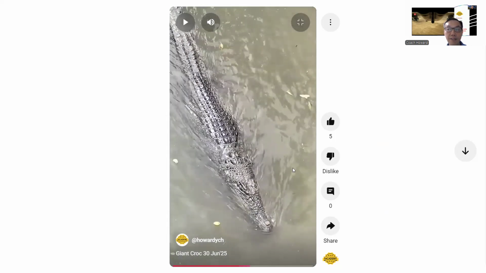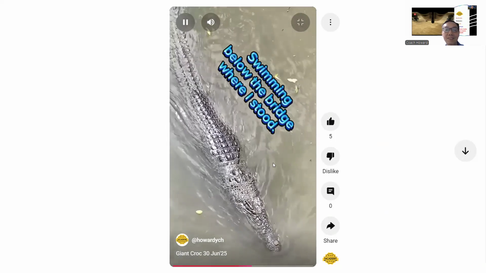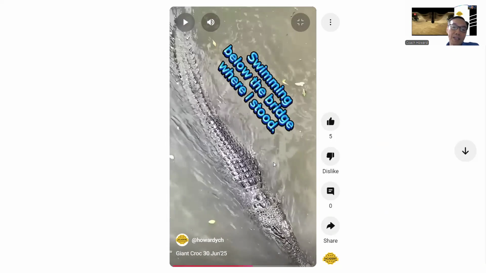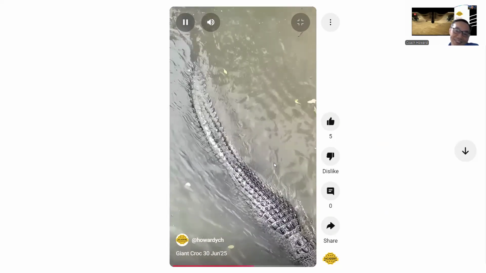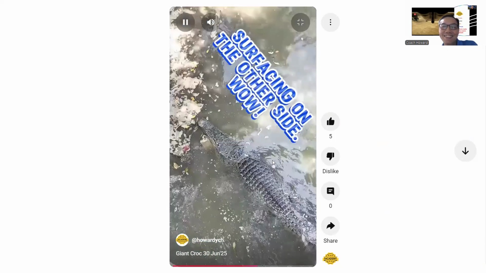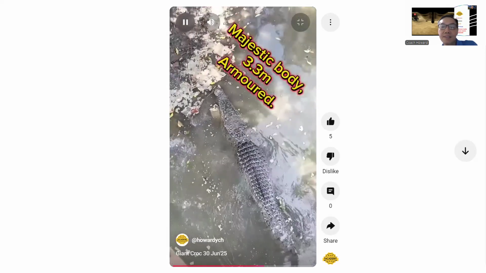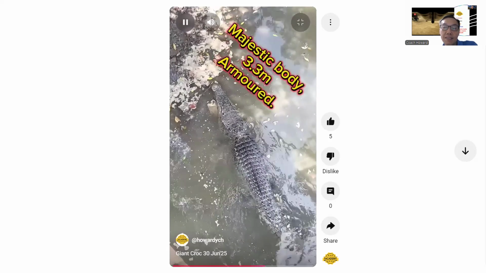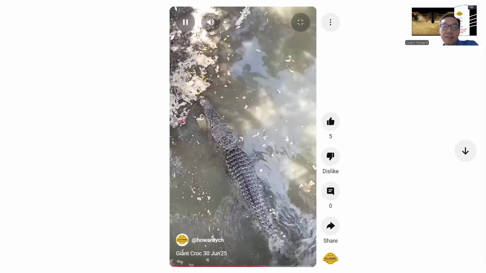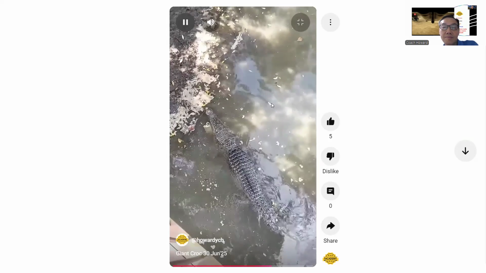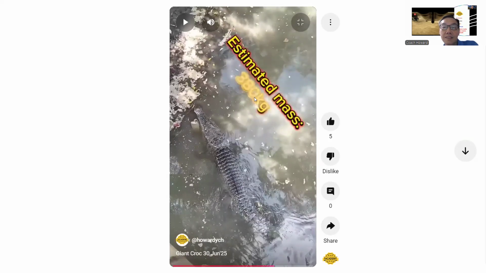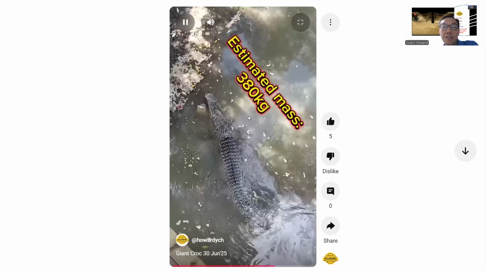So guess its length. Make a guess. How long is this crocodile? 9 meters. No, 9 meters is too big. 11 foot. 2.5 meters. Yeah, 2.5 something around that. It's 3.3 meters about that. And it's armored. And guess its weight. 200 kg. It's more than that. It's 380.